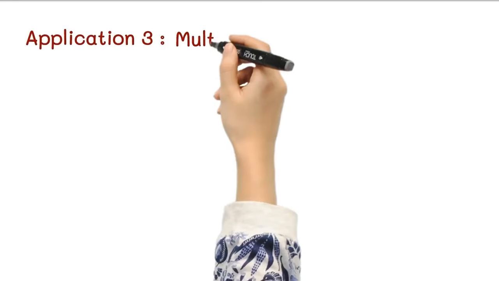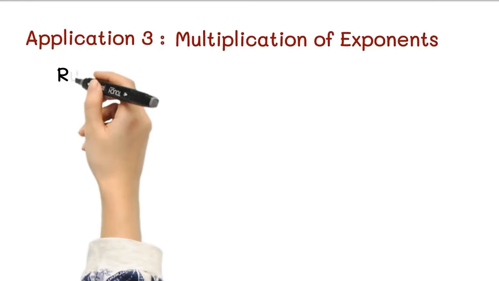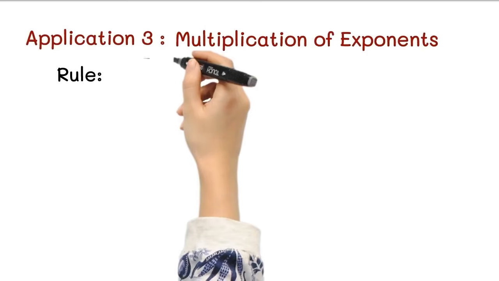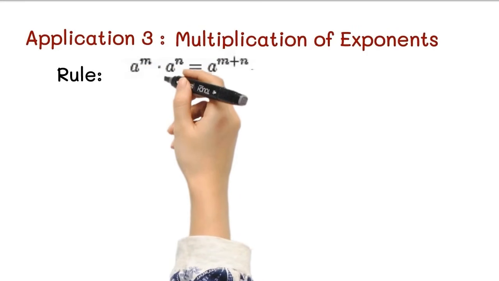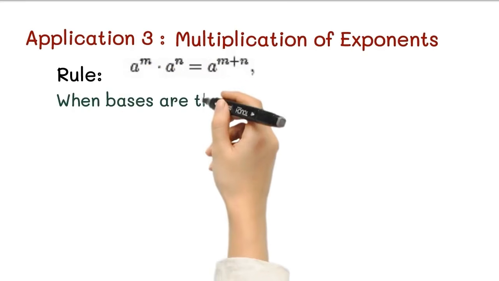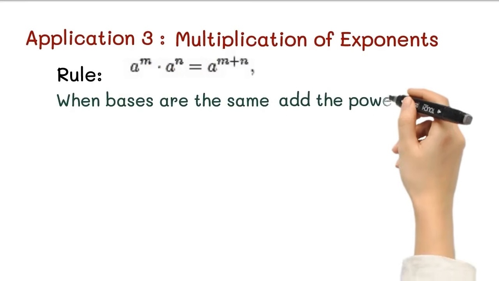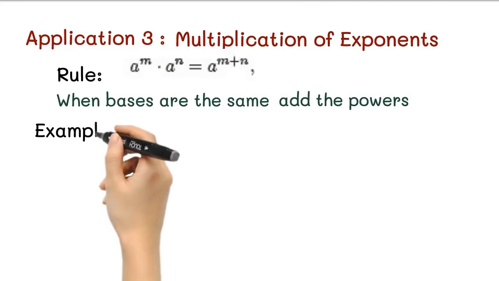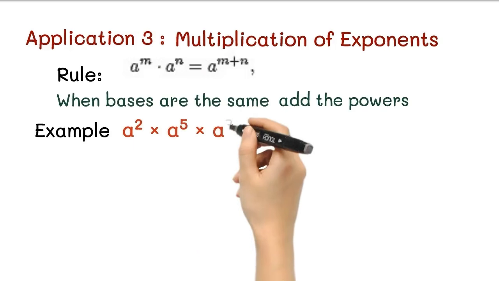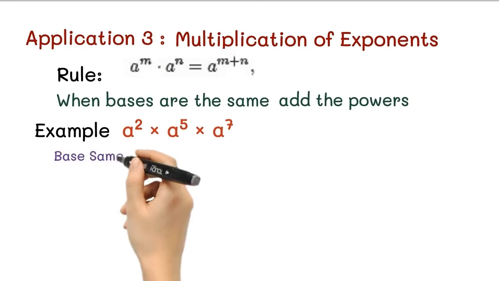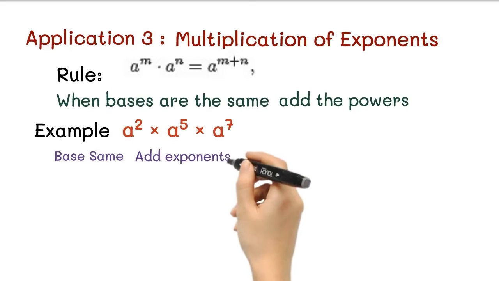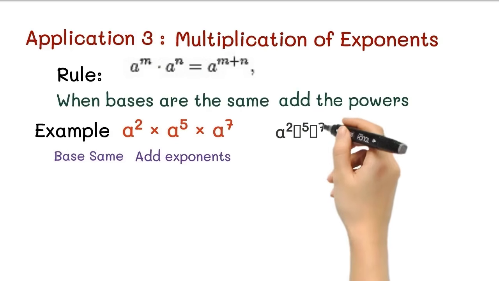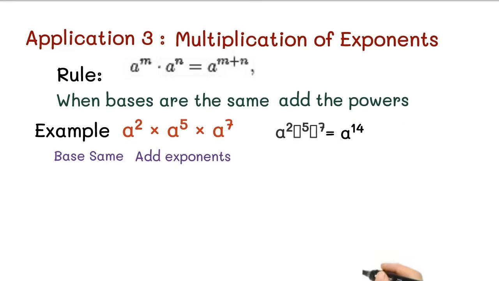Application 3. Multiplication of exponents. Let's apply this rule. A to the power m multiplied by a to the power n equals a to the power m plus n. When bases are the same, add the powers. The first example is a squared times a to the power of 5 times a to the power of 7. Here the base is the same, so add the exponents: a to the power 2 plus 5 plus 7 equals a to the power 14. Do some practice.